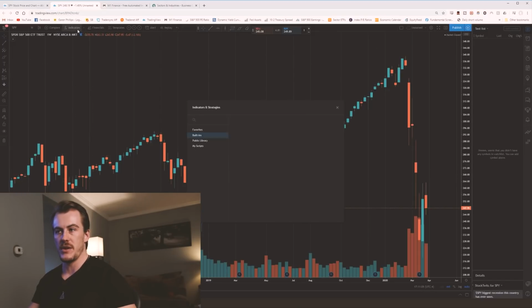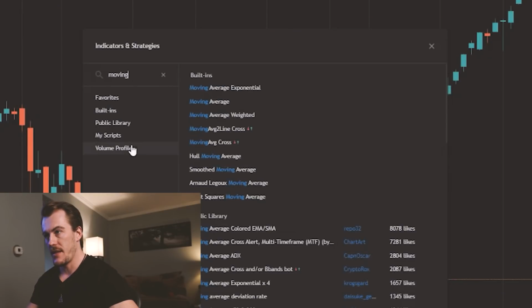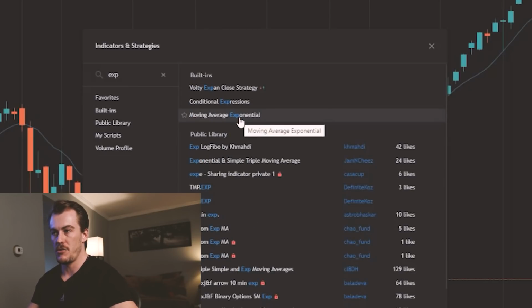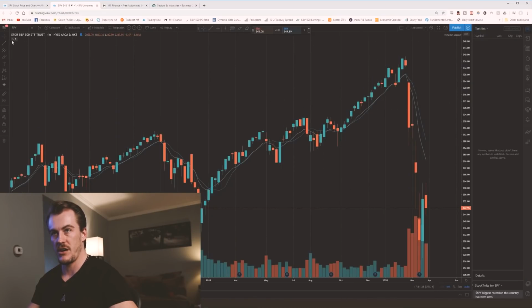What you wanna do is go up to indicators and then type in moving average. You want to click this one, and then you want to type in exponential move, and you'll click on Moving Average Exponential. Add 2 of those, actually add 3 of those. Then you're going to come over here to this arrow, click it, and here's all your moving averages.